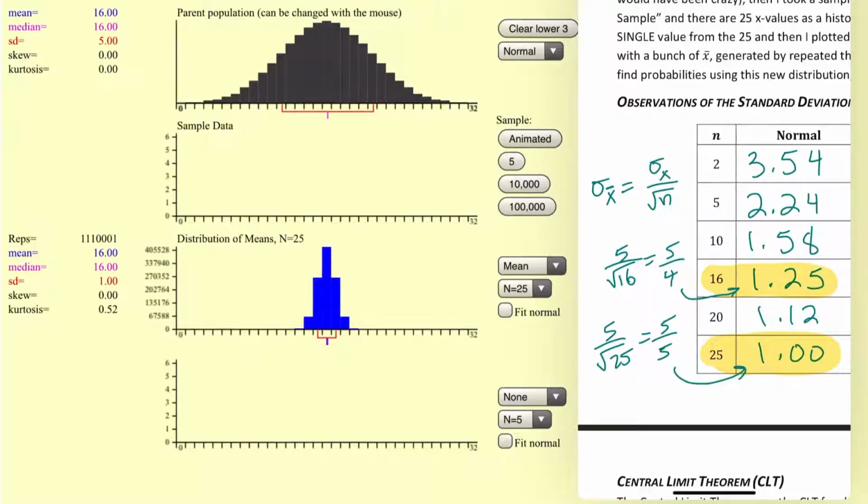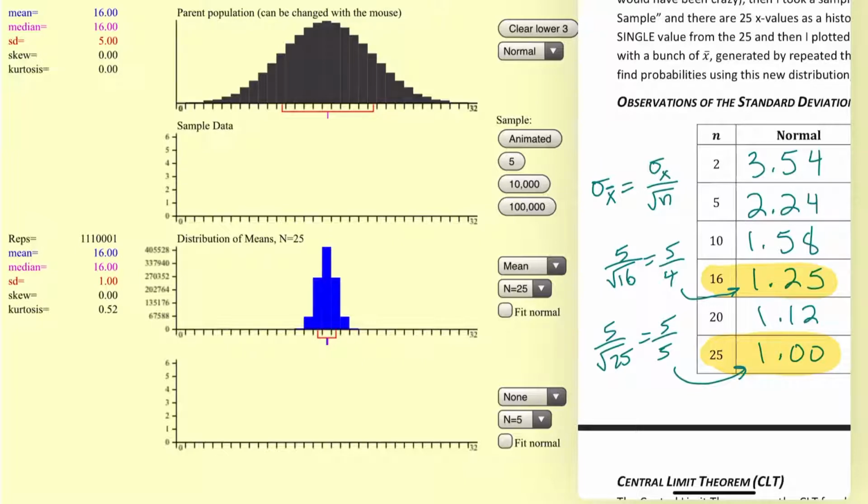All right, so that's cool: with my normal distribution, as my sample size grew, the standard deviation got smaller. That's something we've been talking about all year. Increase your sample size, you're going to decrease your variability, or increase your consistency.